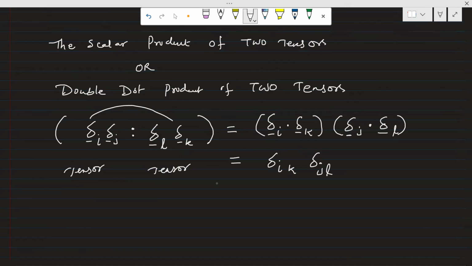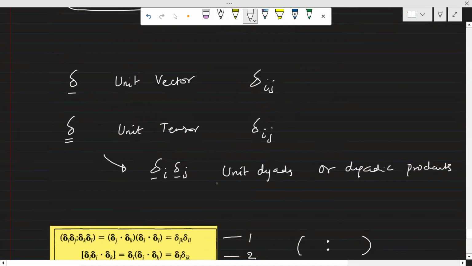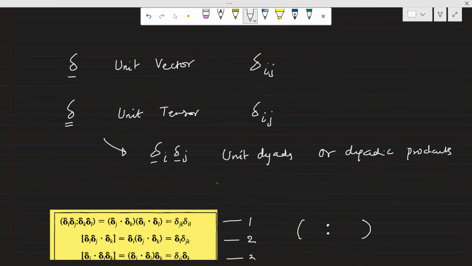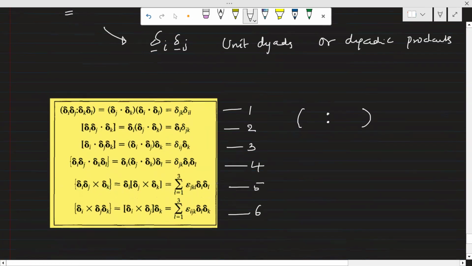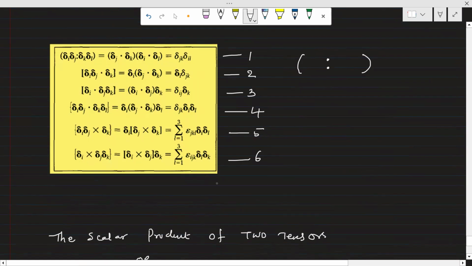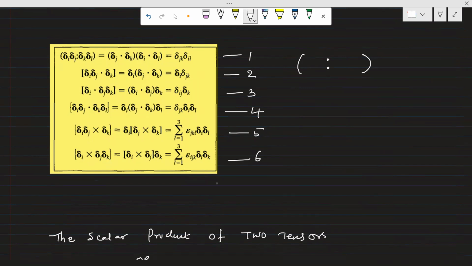In this video, we try to understand what you mean by unit vector, unit tensor in terms of Kronecker delta. When the components of a tensor are written in terms of the Kronecker delta, we call it a unit tensor. We have unit vector, unit tensor. Then there are certain identities with respect to the unit dyads. With respect to the unit dyads, what are the different definitions here?